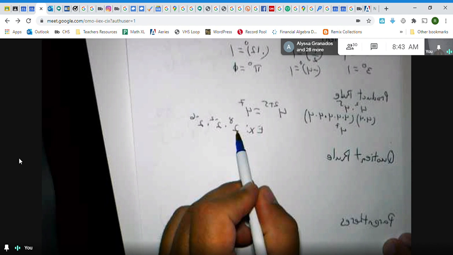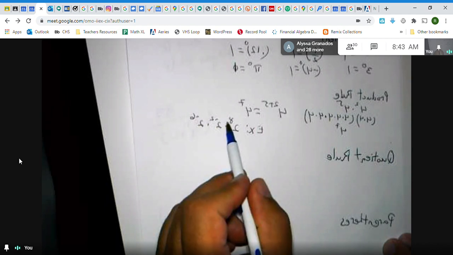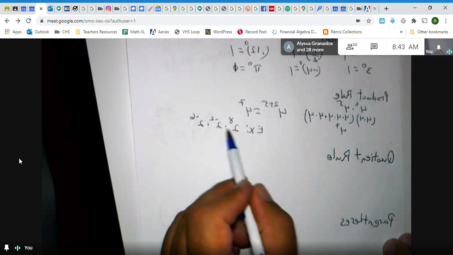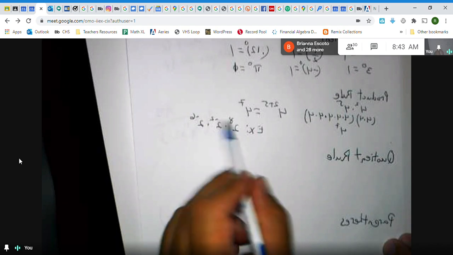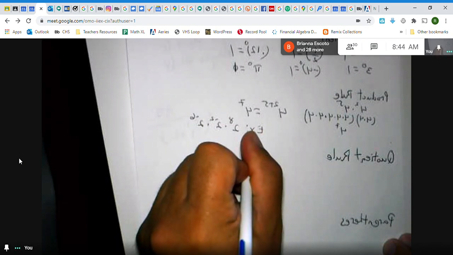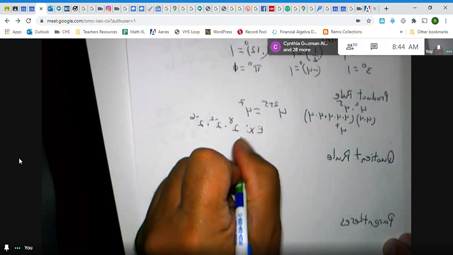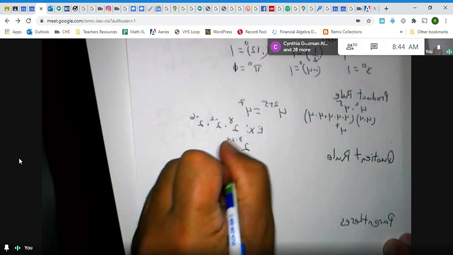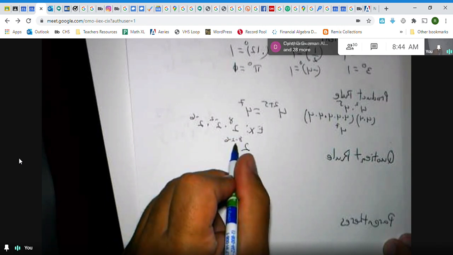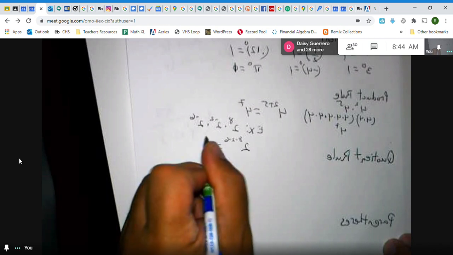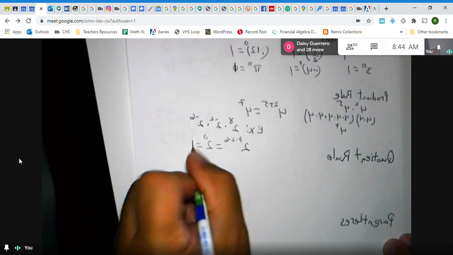Okay, since these bases are all the same, I can add the exponents. Be careful, because if the bases are not the same, you can't apply the product rule. So I'm going to get 2 to the 8 minus 2 minus 6. 8 minus 2 minus 6 is 0. Oh, 2 to the 0th power is 1.